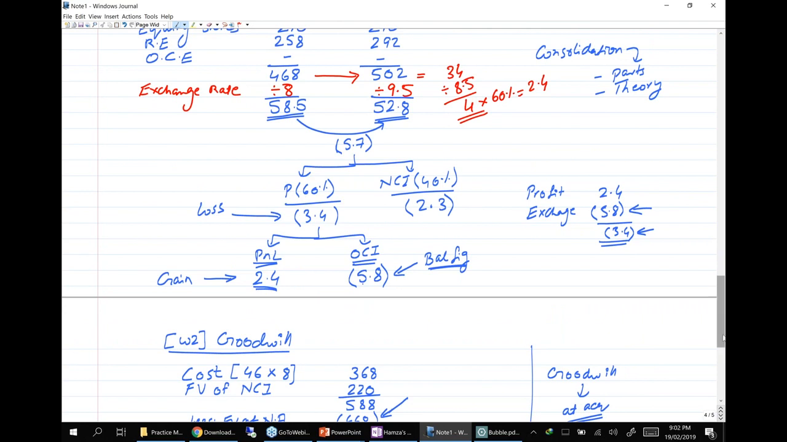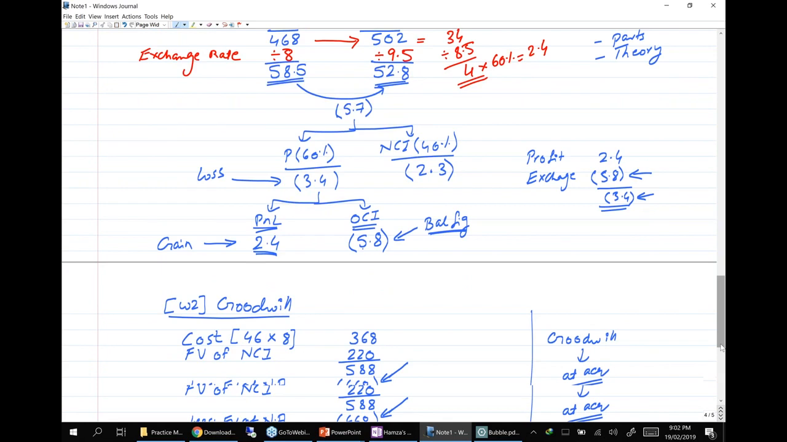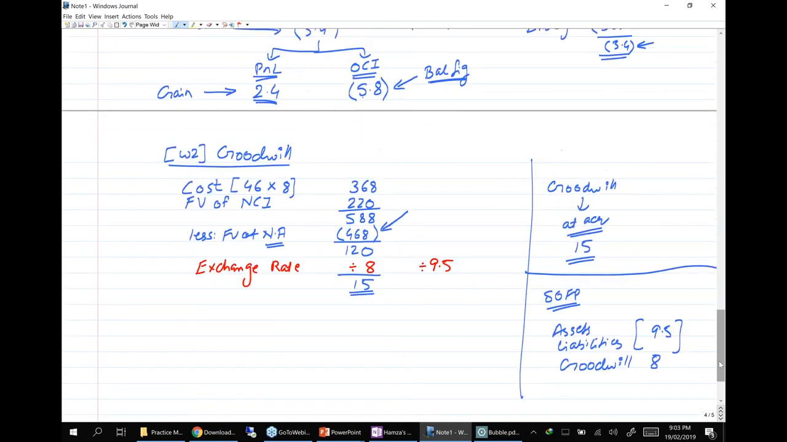So this has actually saved our energy and time. Okay, now let's discuss the area of impairment, where the question is saying that 20% of the goodwill has been impaired. The one that is saying 3 million in the impairment.